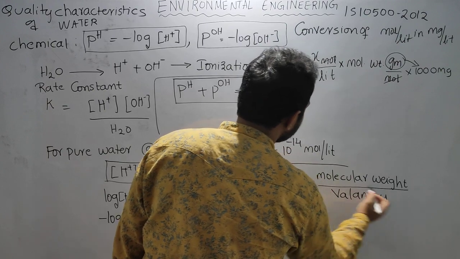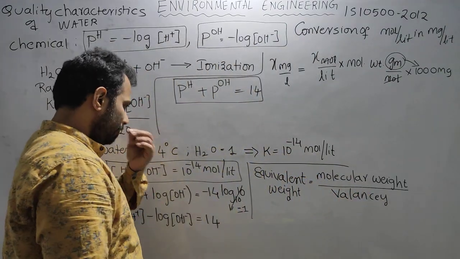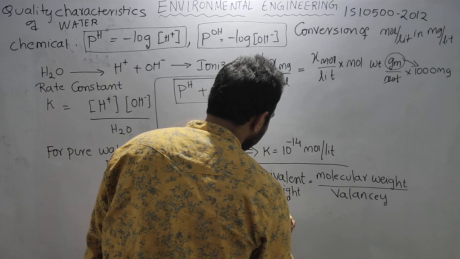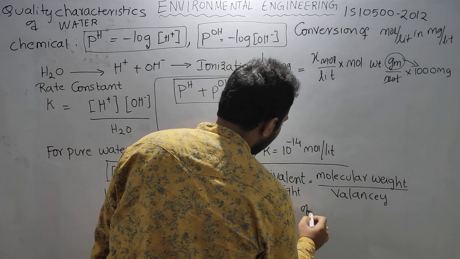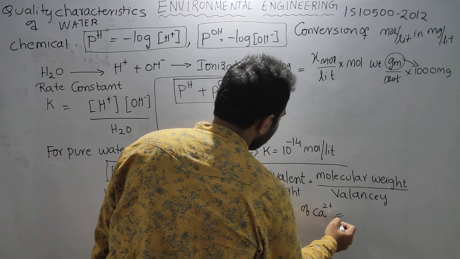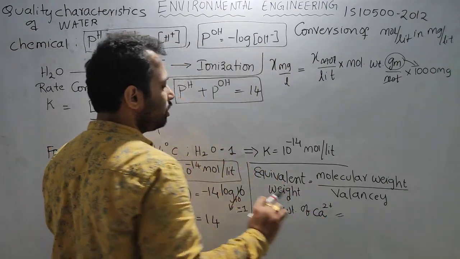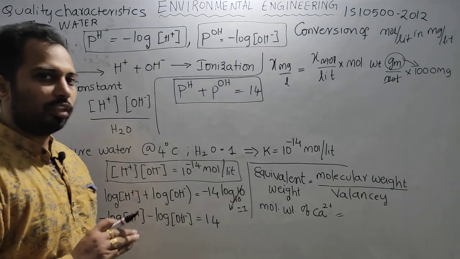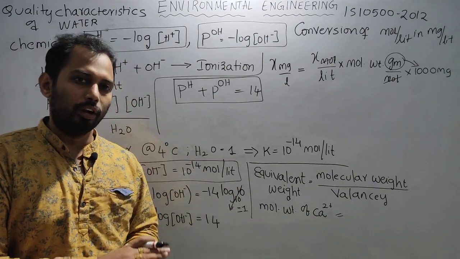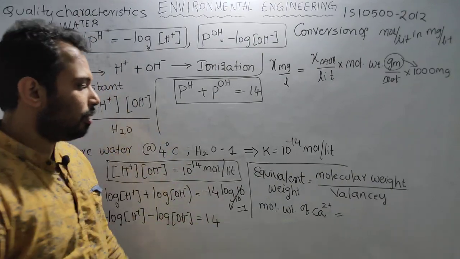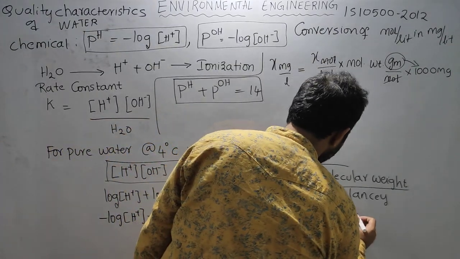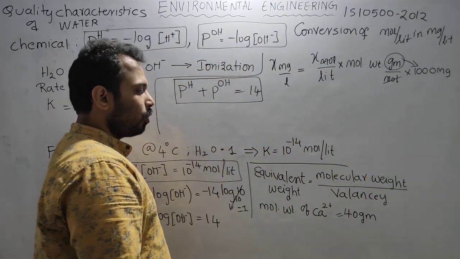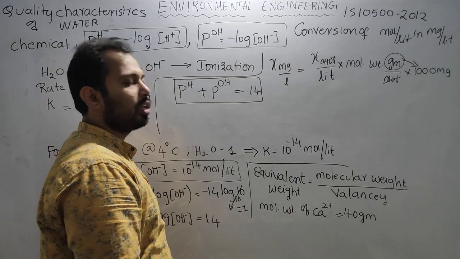Upon valency. So this is molecular weight. For example, if you take a calcium ion, what is the molecular weight of calcium? Calcium's atomic number is 20. So when the atomic number is 20, that means there will be 20 protons and 20 neutrons. That means its weight will become 40 grams. So 1 mole of calcium atom will have a weight of 40 gram.